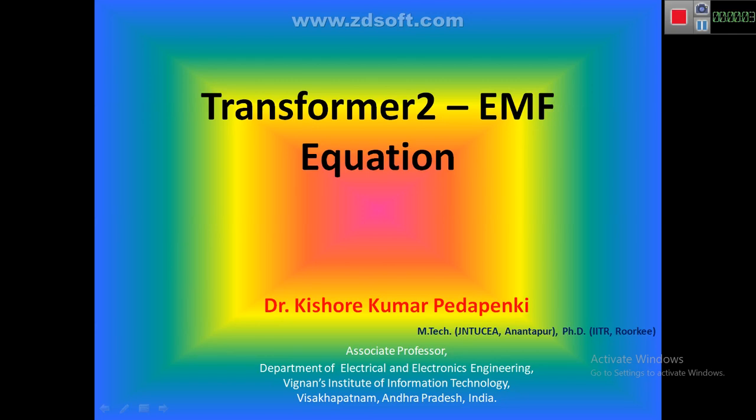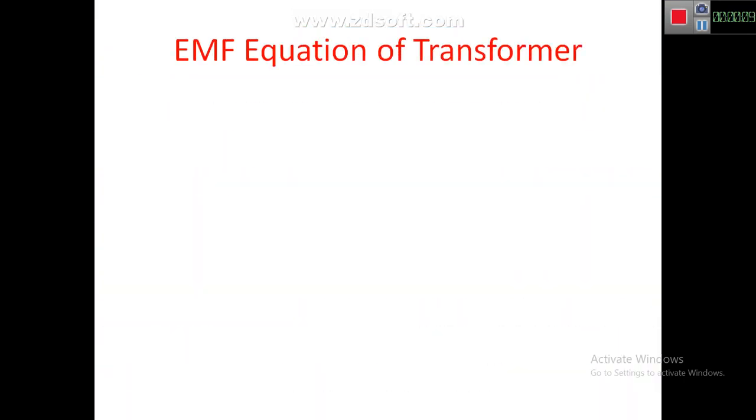Hi friends, today let us discuss the second topic of transformers, the EMF equation. According to the principle of operation, a transformer is a static device which converts electrical energy from one circuit to the other circuit through a magnetic medium. That means there is no connection between the first circuit and the second circuit.